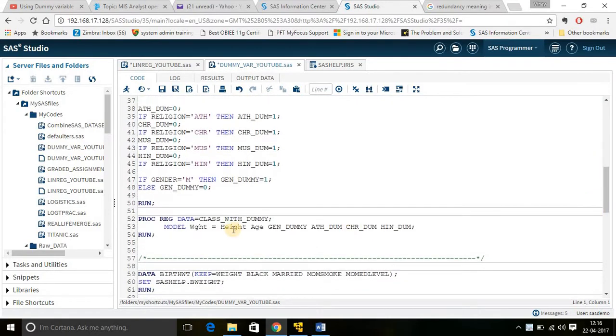So this is the syntax for proc reg regression. We are keeping it as height, age, gender dummy, atheist dummy, Christian dummy, Hindu dummy, and now I will add all the 4 dummies. See, I have 4 dummies. So I'll add Muslim.